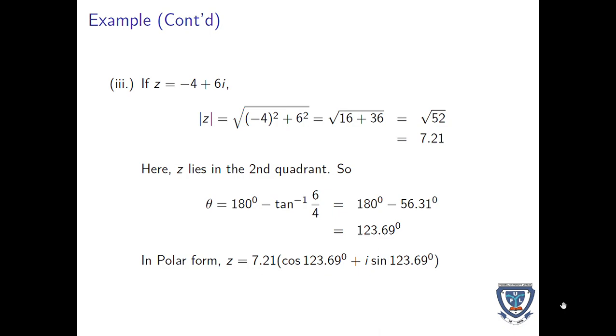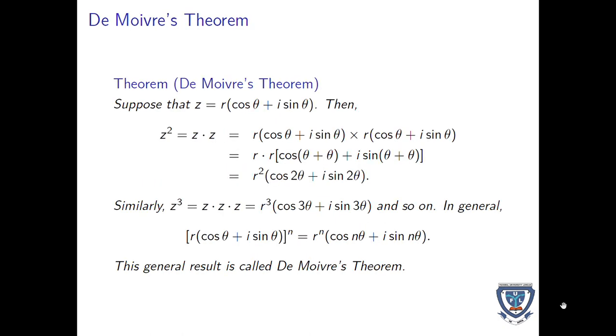Solution to (i): z equal to minus 4 plus 6i, the modulus of z is 7.21, and here z lies in the second quadrant, so theta will be 180 degrees minus arctan 6 over 4, and that will give us 123.69 degrees. In polar form, it will be written as z equal to 7.21 cosine 123.69 degrees plus i sine 123.69 degrees.